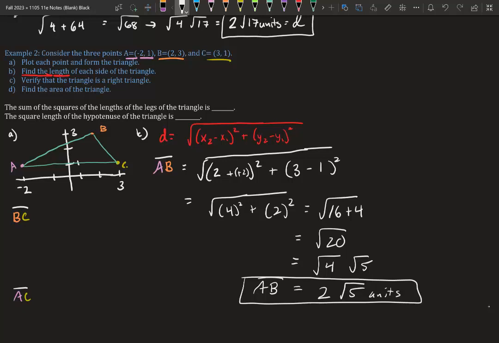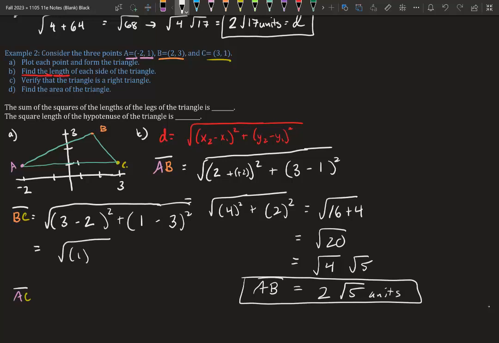Let's do BC. Alright, so BC, we're finding the distance. That means let's fill out our template. So we have blank minus blank squared plus blank minus blank squared. Let's fill in that template with B and C. So x2 for B, we get 3. For C, we get 3. For B, we get 2. Y2 for C is 1. And Y1 for B is 3. Alright, let's simplify. So 3 minus 2 is 1.